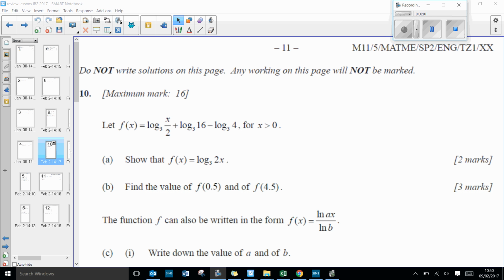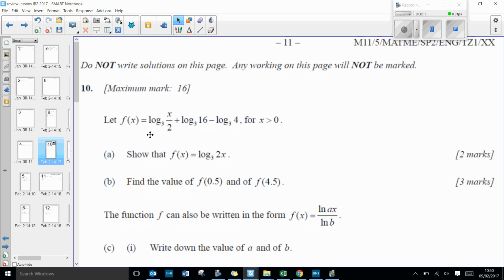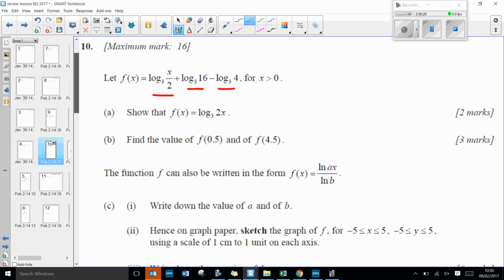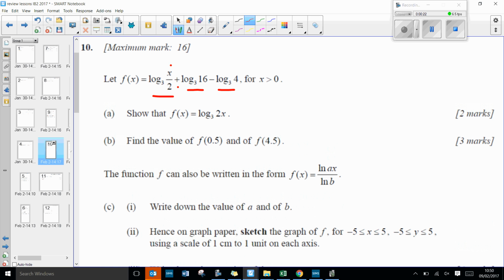We have to show that f(x) equals log base 3 of 2x. We can see that the expression here has several different log terms, and using our rules of logs, we know that when they're added together, these values are multiplied, and when they're subtracted, they are divided.